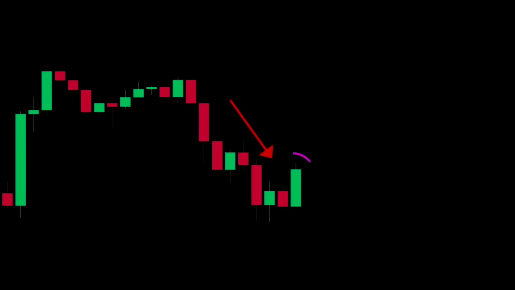When you see an engulfing pattern on a price chart, it could signal a potential trend reversal. For example, if the price is in a downtrend and a bullish engulfing pattern forms, it may signal an upward reversal, meaning the price could go up.